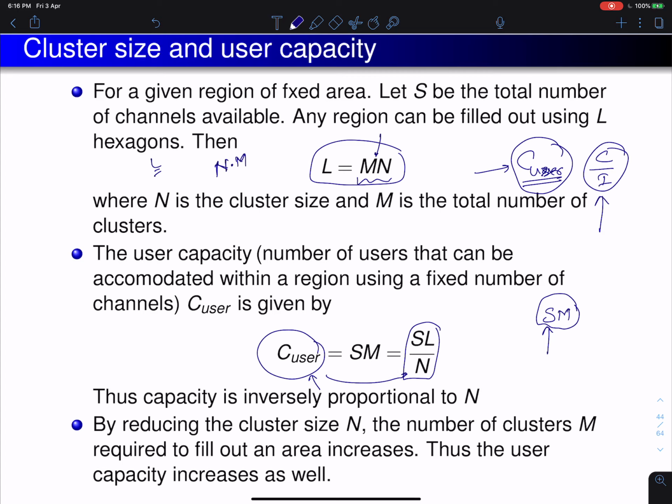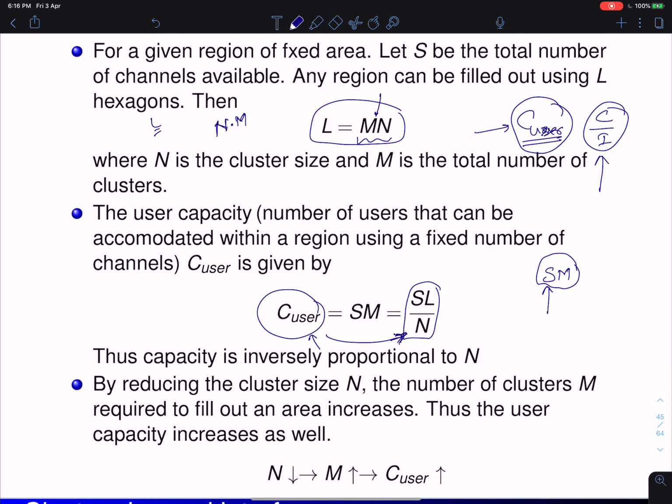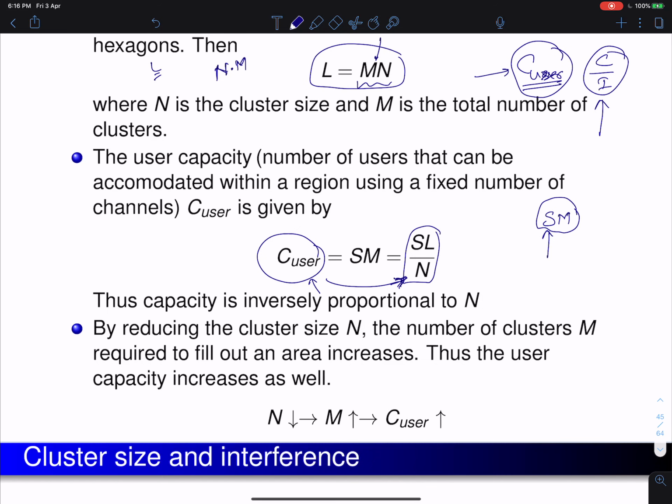It's a direct inverse relationship between user capacity and cluster size, and that should make sense, because if you increase your cluster size, then the frequency reuse is actually coming down. You're reusing your frequency fewer times. M reduces, so we lose out on the number of users you can support. The more times we reuse it, the more users we can support. But when we reuse more times, your carrier to interference ratio will decrease. That's what I'm trying to get at here.